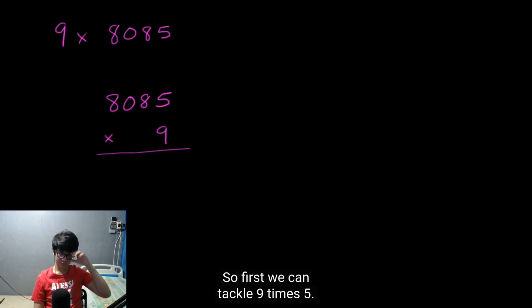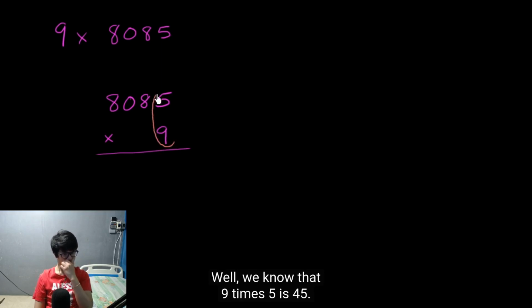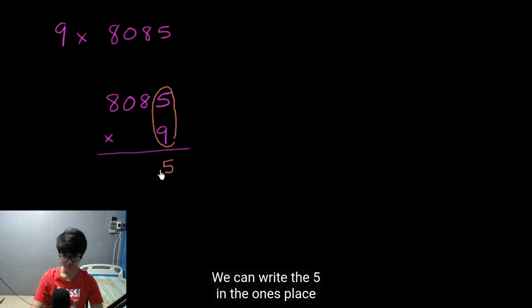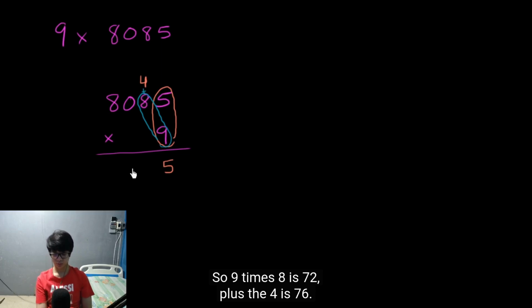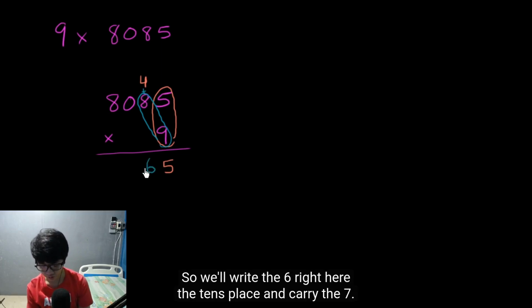So first, we can tackle 9 times 5. Well, we know that 9 times 5 is 45. We can write the 5 in the ones place and carry the 4 to the tens place. So 9 times 5 is 45. Now we're ready to move on to 9 times 8. And we're going to calculate 9 times 8 and then add the 4 that we just carried. So 9 times 8 is 72 plus the 4 is 76. So we'll write the 6 right here in the tens place and carry the 7.